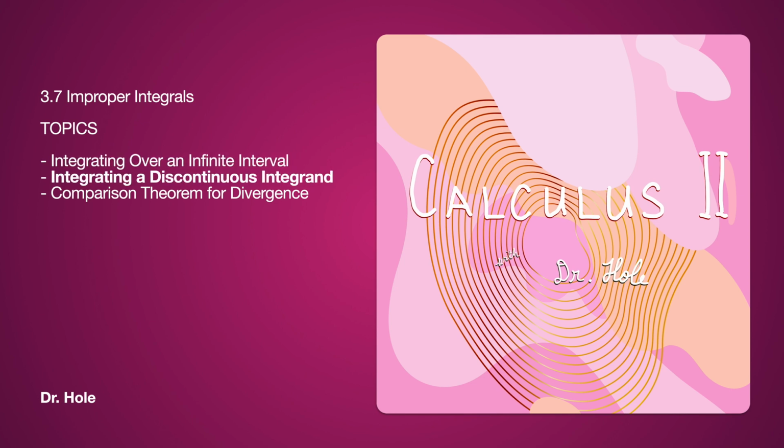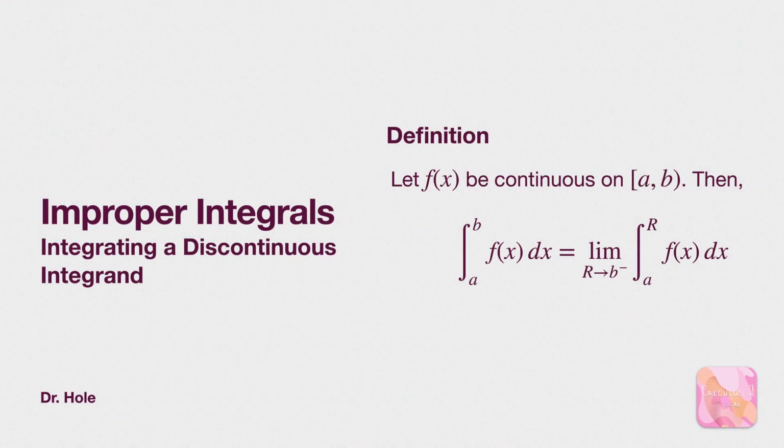A second way in which we can have an improper integral is when the integrand is discontinuous. Now, let's start off with a definition. Let's suppose that we have a function f, and that the function f is a nice function on an interval, closed on the left but open on the right.